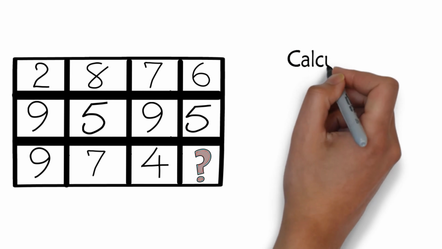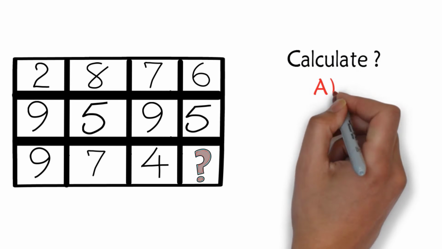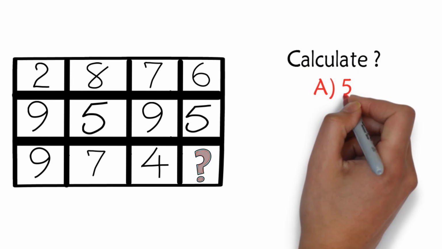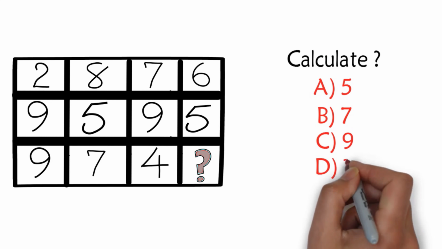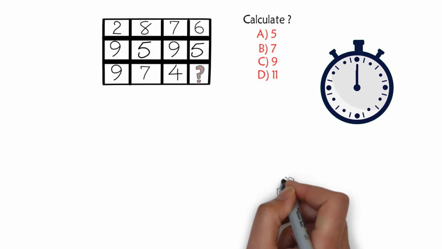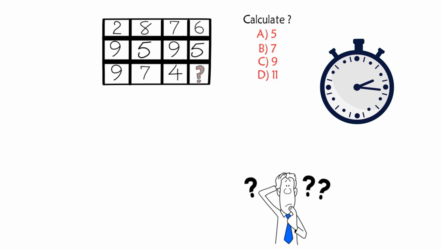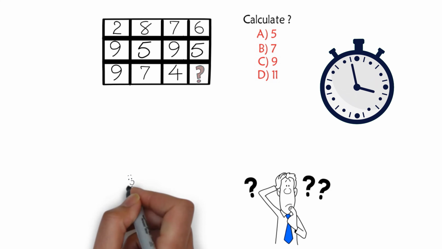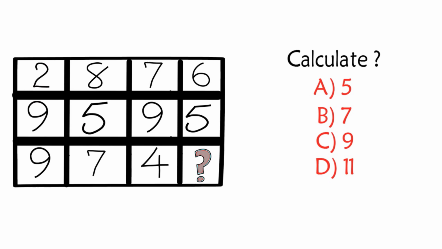And this is exactly what you need to calculate. You can choose from one of 4 different choices. Choice A, 5. Choice B, 7. Choice C, 9. And then choice D, 11. Do you think you can come up with the answer? Give yourself 5 to 10 seconds. This is about as much time as you will get in the test. Let's continue to see how we can get to the correct answer together.